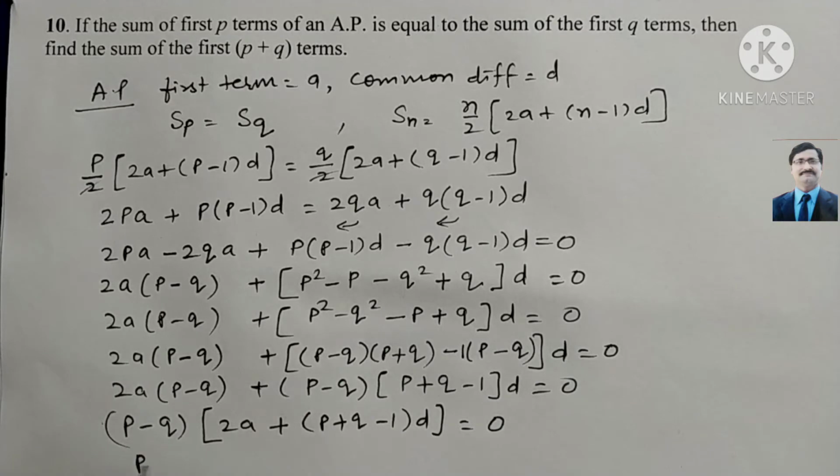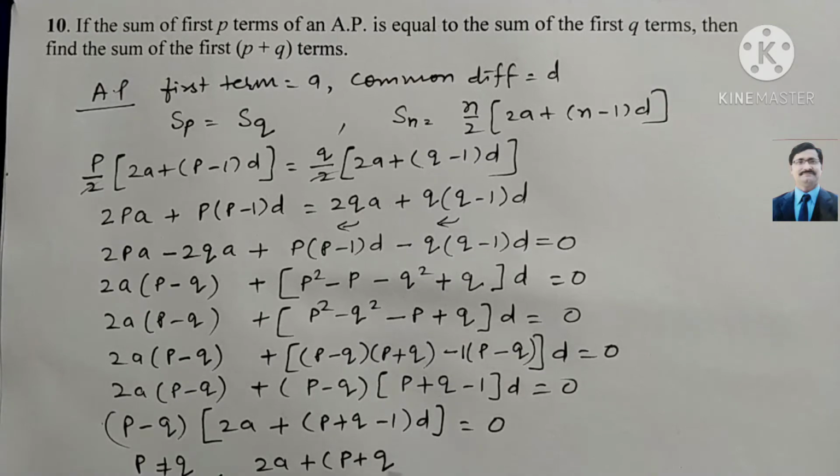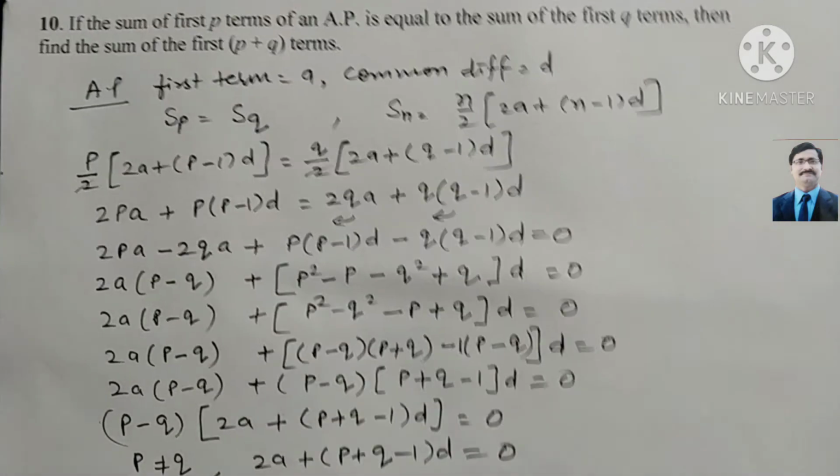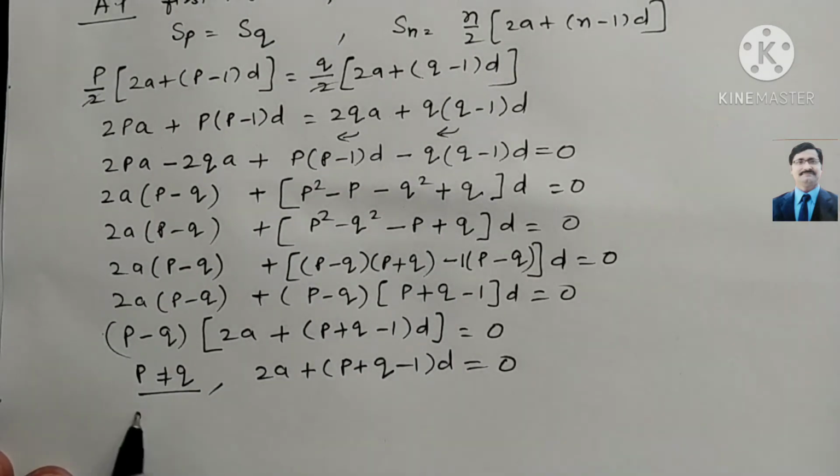Look here, p is not equal to q, so p minus q will be not equal to 0. So we have 2a plus (p plus q minus 1)d equal to 0. Now what do we have to find? We have to find the sum of p plus q terms.